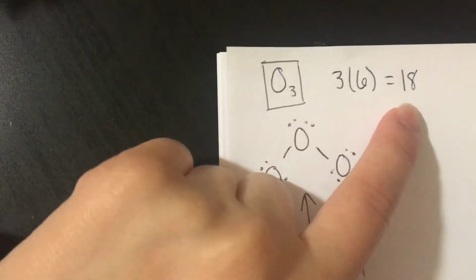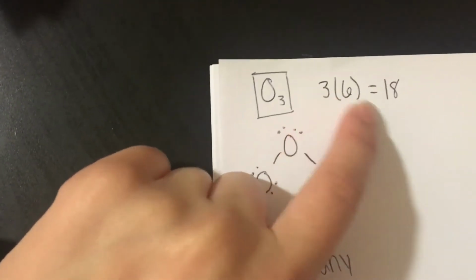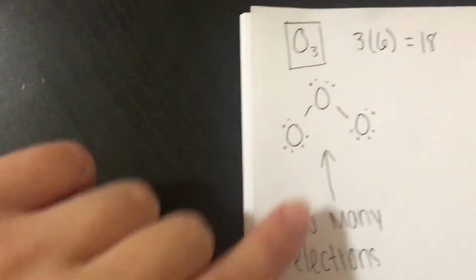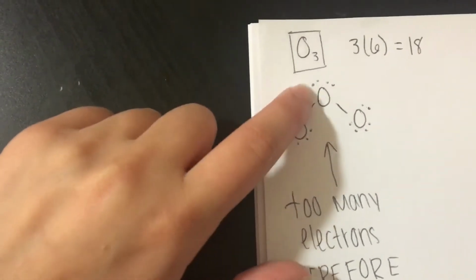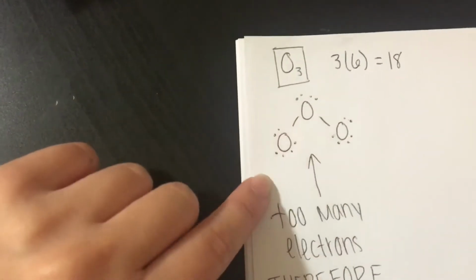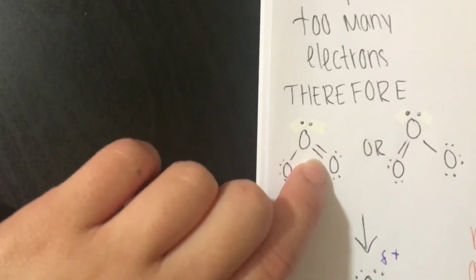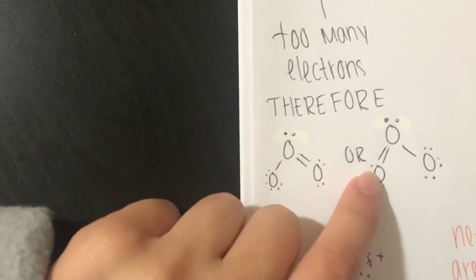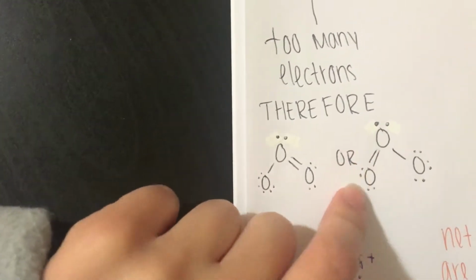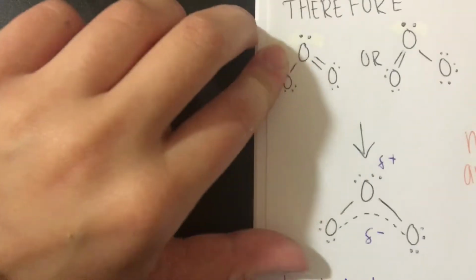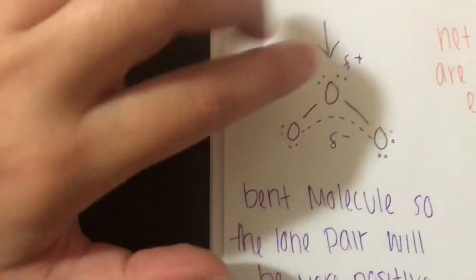And finally, you have O3, which is ozone, and so you have 3 times 6, so 18 electrons. And so if you try and draw it like this to where they each have the correct number of valence electrons, it would be too many electrons. So therefore, there will be a double bond on at least one oxygen pair. And so you get this resonance structure where one pair of electrons is shared between all 3 atoms.